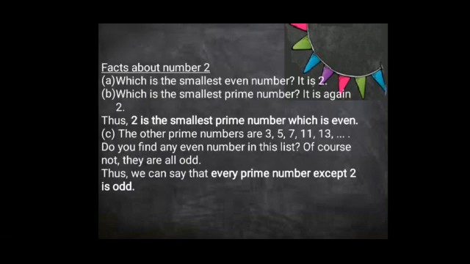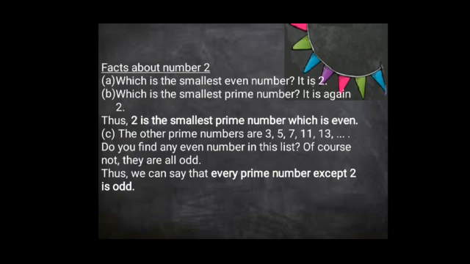Now let us see some facts about the number 2. Which is the smallest even number? Yes, the smallest even number is 2. After 2 comes 4, then 6. Now which is the smallest prime number? It is again 2. 2 is the smallest prime number, which is even.